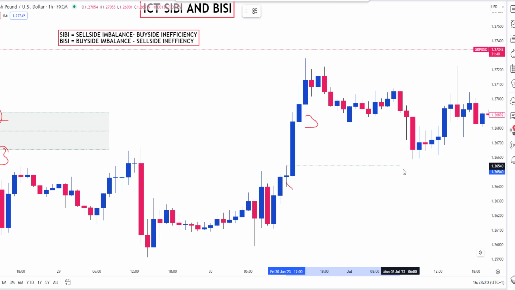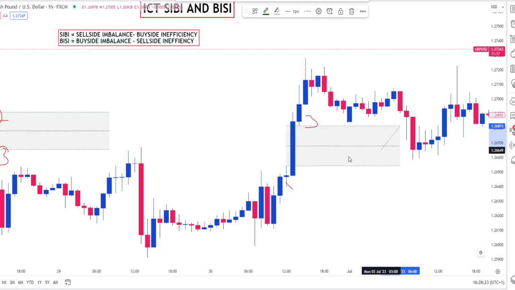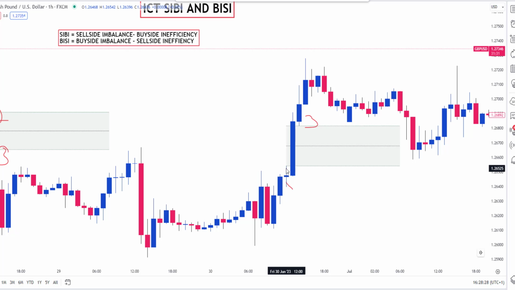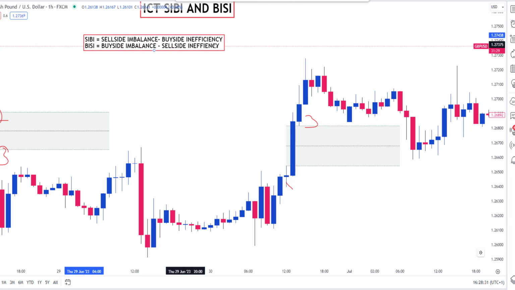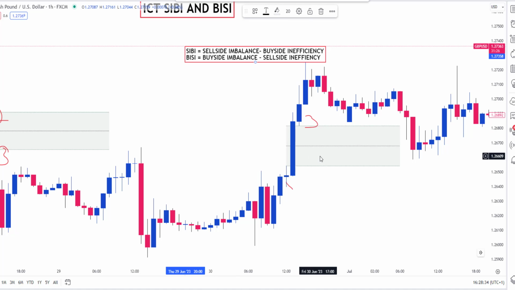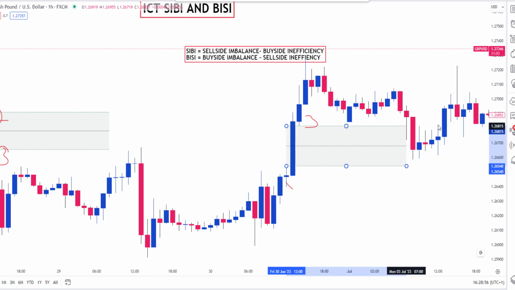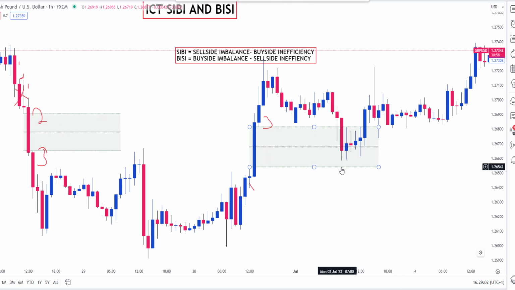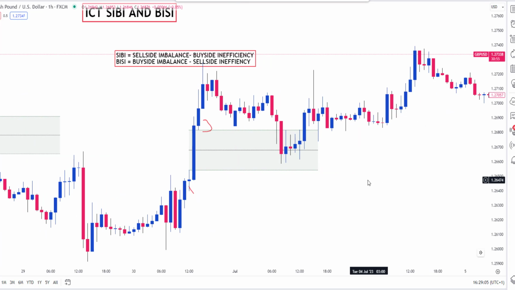Let me see if I can correctly get this. All right, so this is a BC that you are seeing. Buy side imbalance, sell side inefficiency. That is the simple meaning. It means this is a bullish fair value gap. Both SIBI and BISI are called fair value gap. The only difference is the direction. While SIBI is a bearish fair value gap, BISI is a bullish fair value gap. If we extend this to the end of this place, you will eventually see price coming back to give it efficient price action. And that is the simple definition of BISI and SIBI.